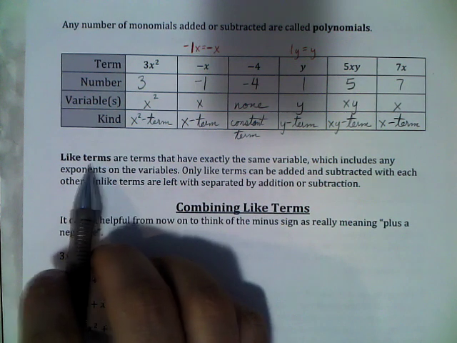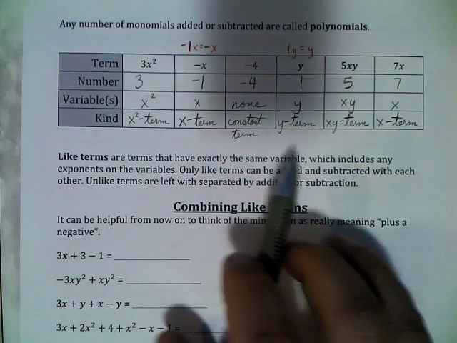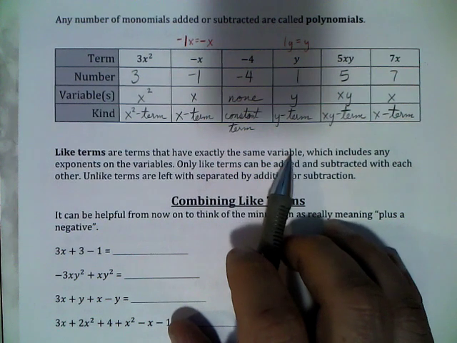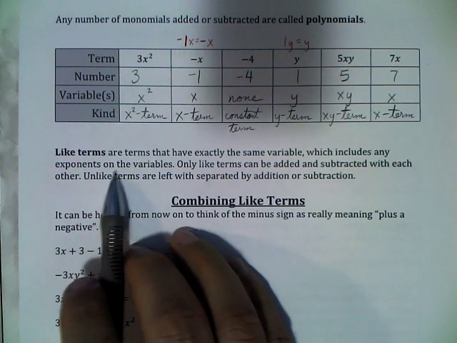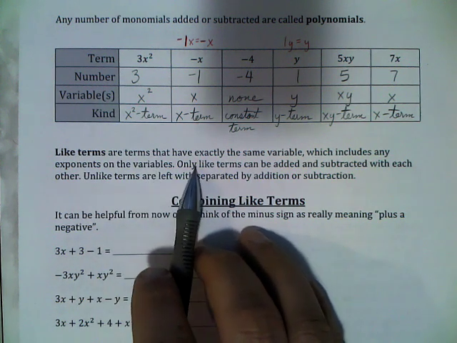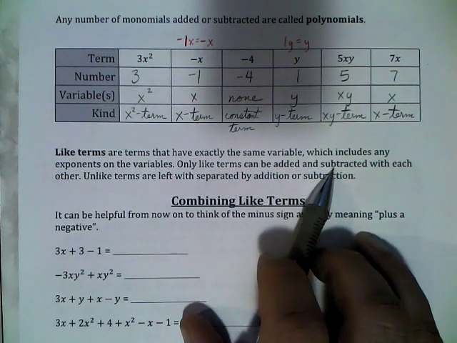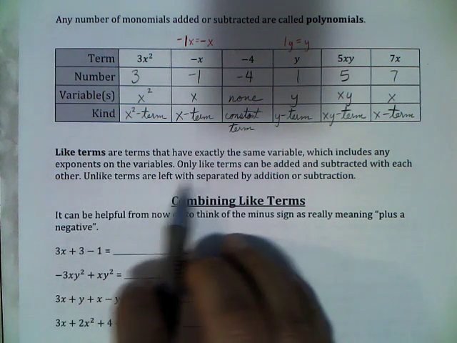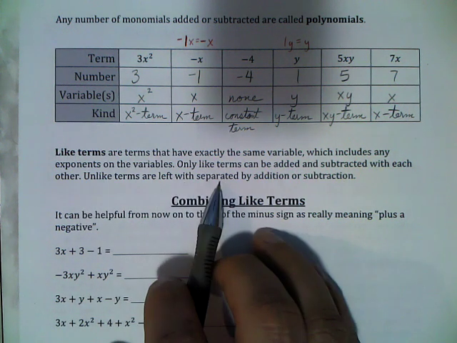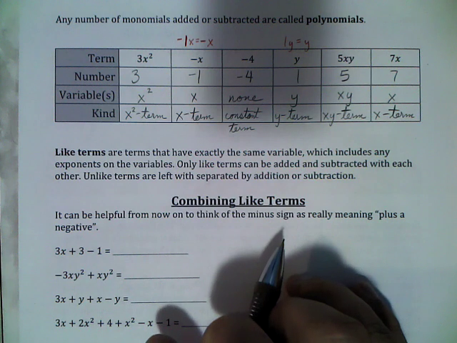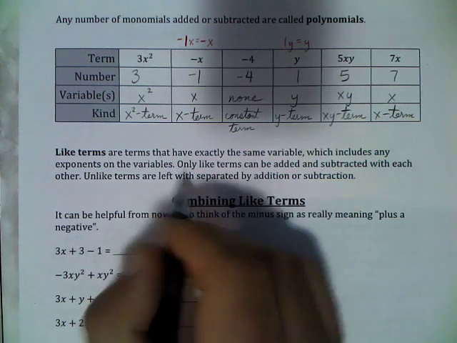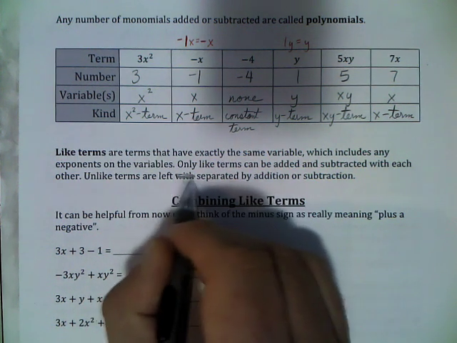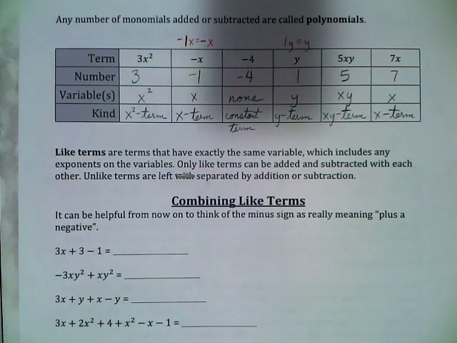So, like terms are terms that have exactly the same variable, which includes any exponents on the variables. Only like terms can be added and subtracted with each other. Unlike terms are left separated by addition or subtraction. So like terms have exactly the same variables.